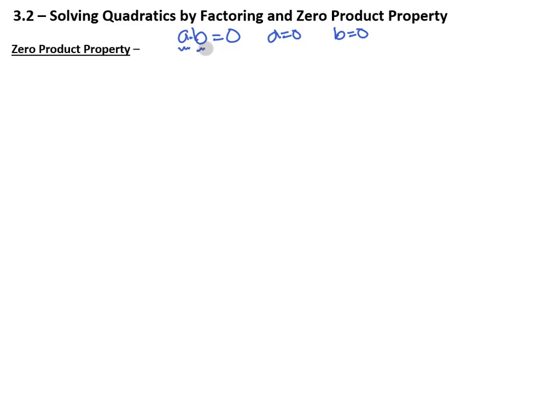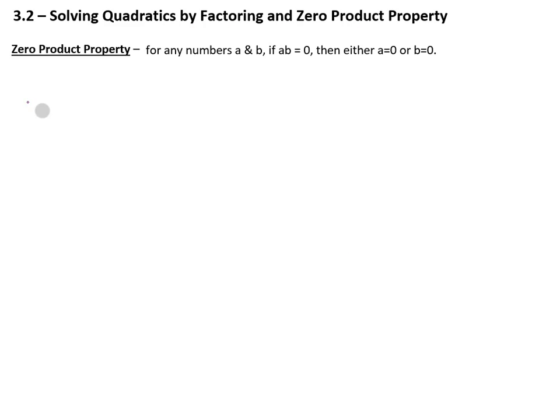When we've broken things into factors that are multiplied together, and their product is equal to 0, then either factor has to equal 0. Either the first factor, A, is 0, or the second factor, B, is 0. You can extend this to having more than just two factors, but we need things being multiplied together and that product equaling 0. So here is our definition: for any numbers A and B, if A times B equals 0, then either A equals 0 or B equals 0.